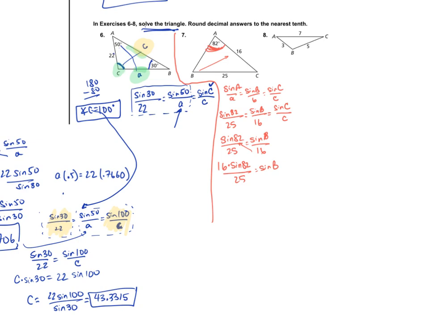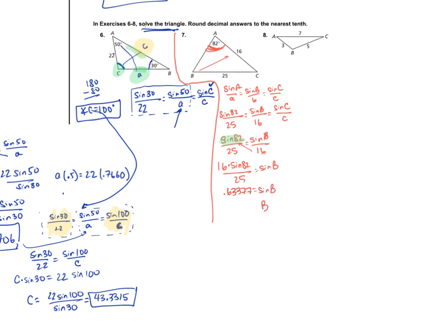If at this point you don't like doing it that way, you can change this sine of 82 to a decimal. If it makes you see the problem better as a decimal, then change it to a decimal. All right, so now moving on. I'm going to put 16 times the sine of 82 divided by 25 in my calculator, and I will get 0.63377 equals the sine of b.